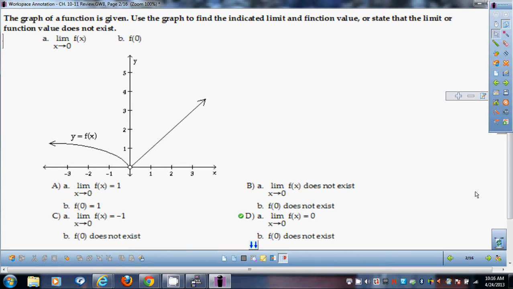The limit is where the function is going to. At 0, it is 0. You gotta read them yourself? I'll listen to you. I can't fault anybody for listening to me. Now, the actual function value does not exist because there is no dot to fill it in.